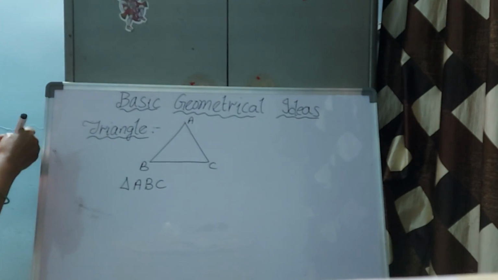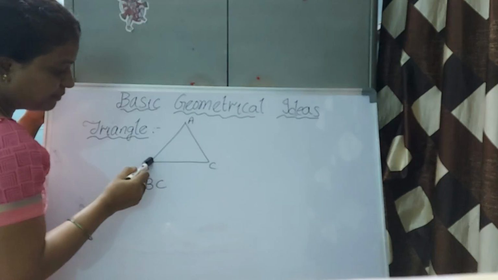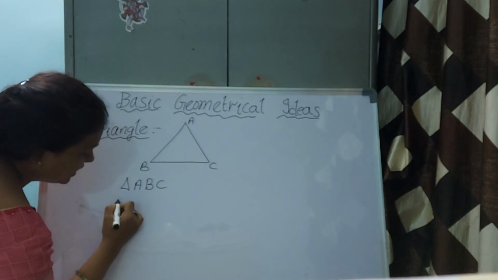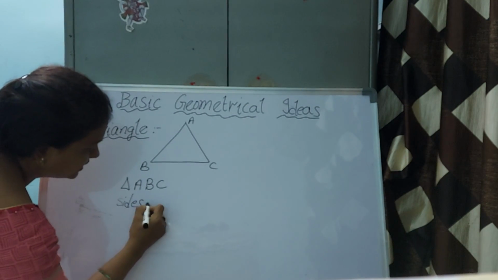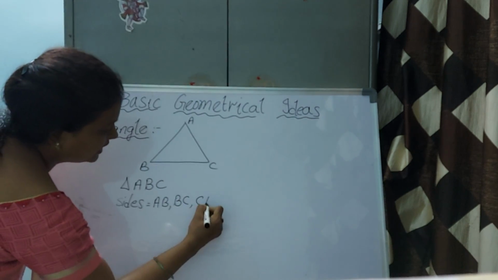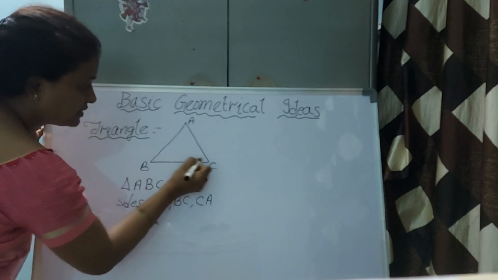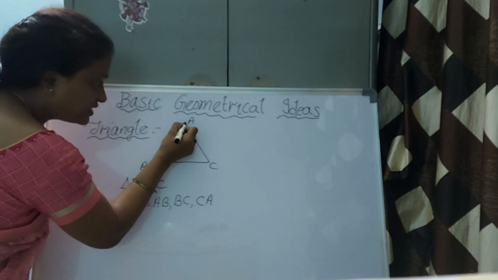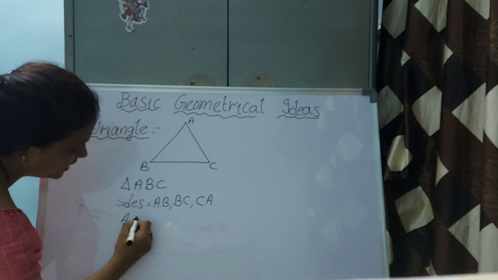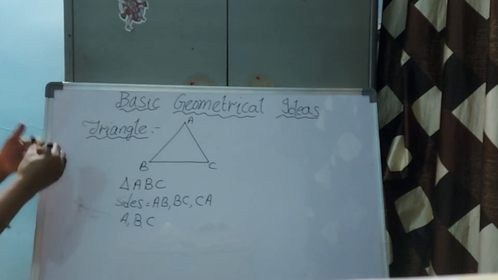What are the sides here? AB, BC, CA are the sides. And what are the vertices? Three vertices: A, B, C. A, B, C are the vertices.